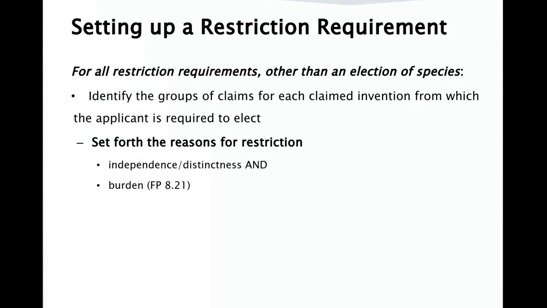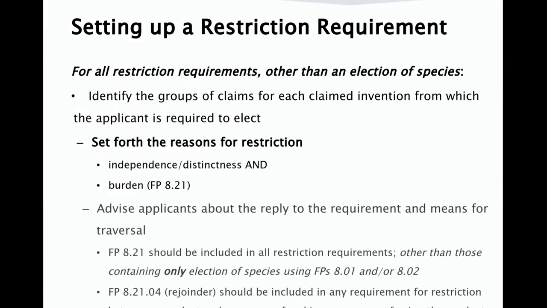In addition, the office action should explain why the examiner would experience a serious burden if a restriction were not required. The office action should include use of the correct form paragraphs, which advise applicants about the appropriate method of replying to an office action, including traversal of the restriction requirement.